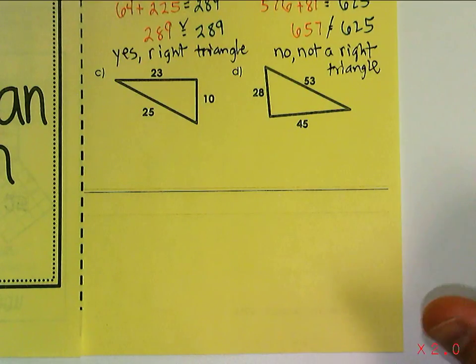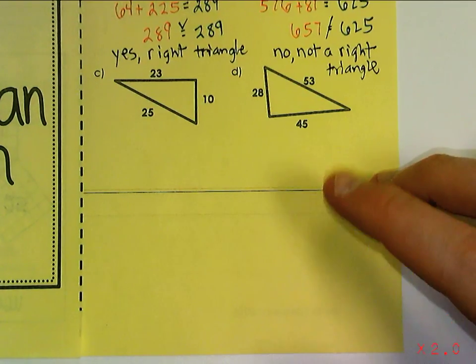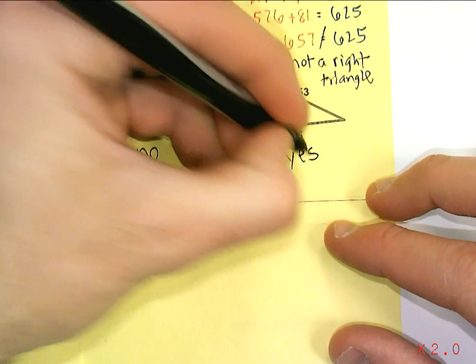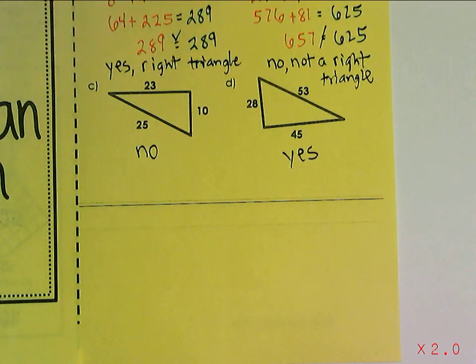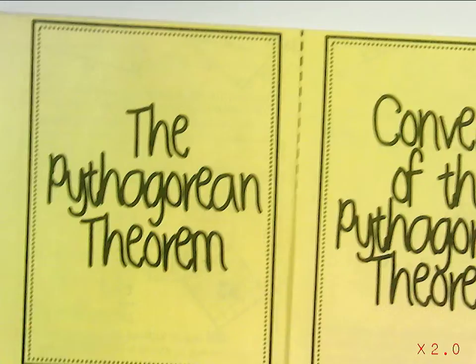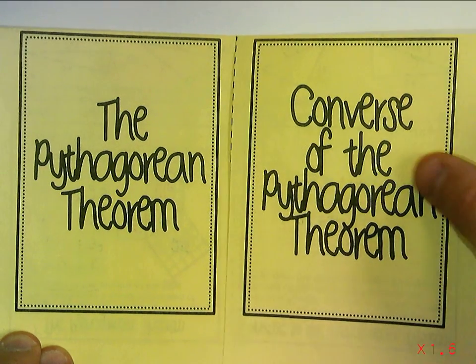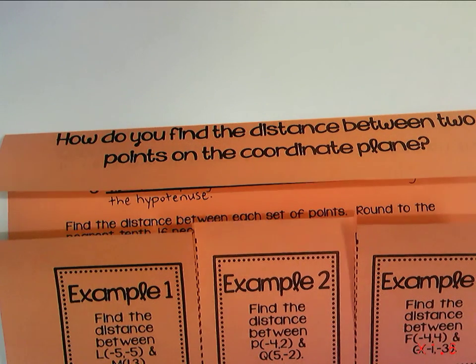Okay, you should have paused the video and now you're coming back. Letter C, I'm not going to do the work. You should have gotten no. And D is yes. If you have questions, please ask me on this part or go back and check your work to make sure you did everything correctly. So that's going to be our first foldable that covers the Pythagorean theorem as well as the converse of the Pythagorean theorem. We're going to move on from this one now and go to our second foldable, which is more of an application of the Pythagorean theorem.